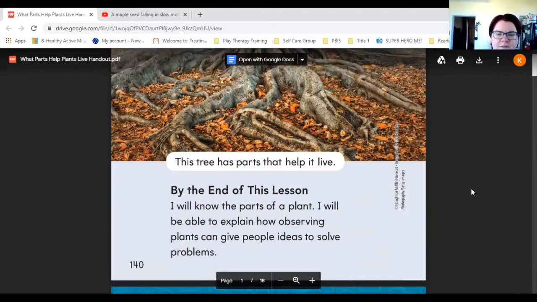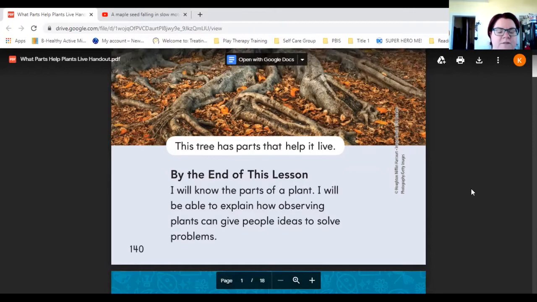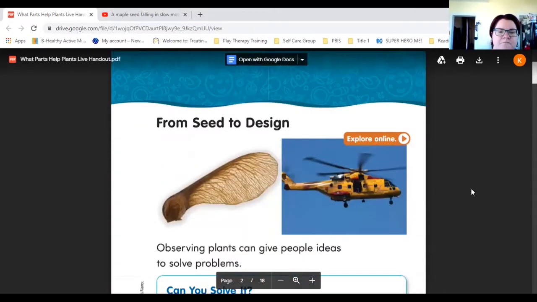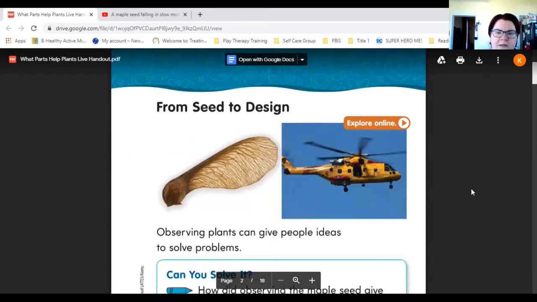By the end of this lesson, I will know the parts of a plant. I will be able to explain how observing plants can give people ideas to solve problems. Wow, observing is a big word. Do you know what that word means? Observing means looking at things and noticing things about them. So I will be able to explain how observing, looking and noticing at plants can give people ideas to solve problems.